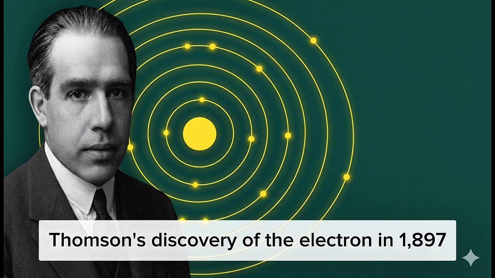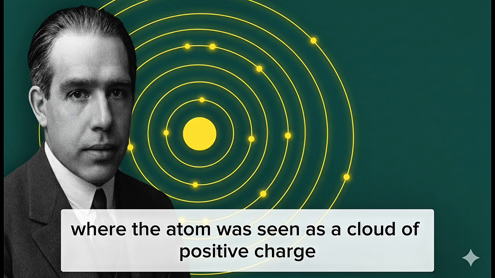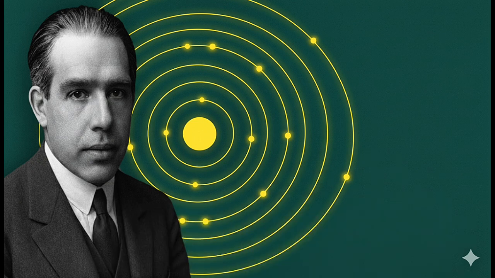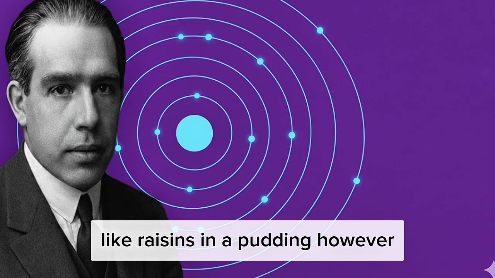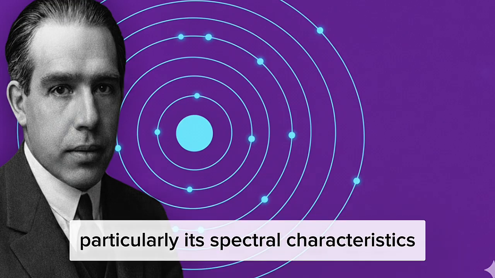J.J. Thomson's discovery of the electron in 1897 led to his proposal of the plum pudding model, where the atom was seen as a cloud of positive charge with negatively charged electrons embedded in it, like raisins in a pudding. However, this model failed to explain the atom's stability and structure, particularly its spectral characteristics.